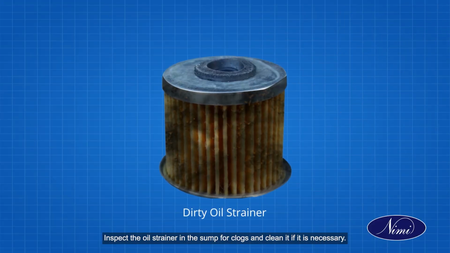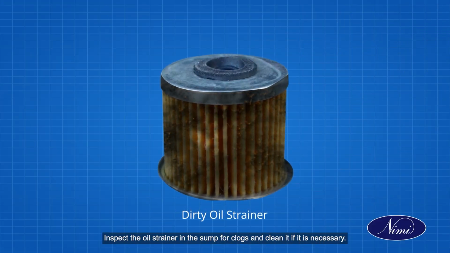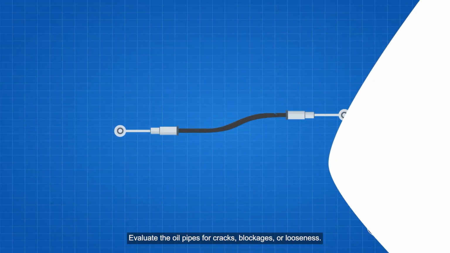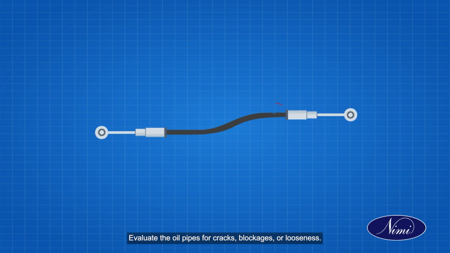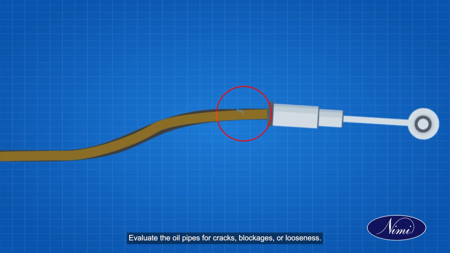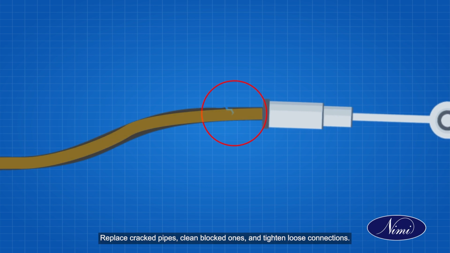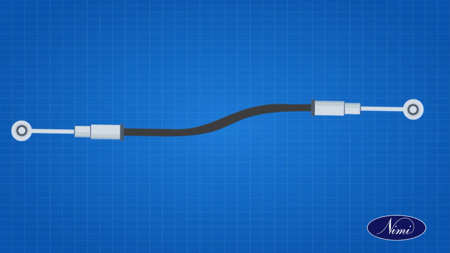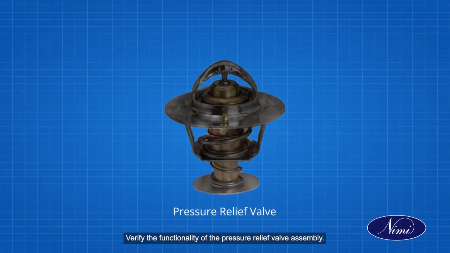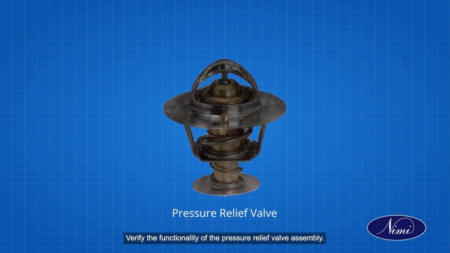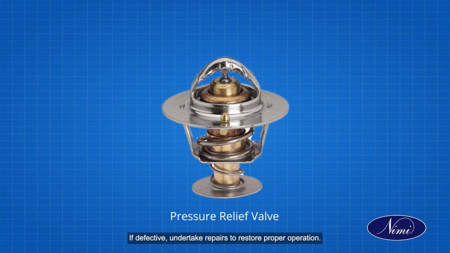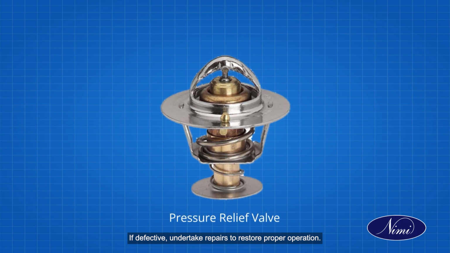Inspect the oil strainer in the sump for clogs and clean it if it is necessary. Evaluate the oil pipes for cracks, blockages, or looseness. Replace cracked pipes, clean blocked ones, and tighten loose connections. Verify the functionality of the pressure relief valve assembly. If defective, undertake repairs to restore proper operation.